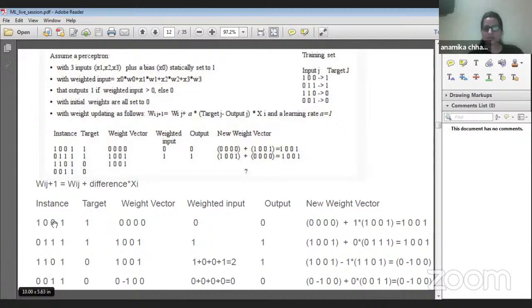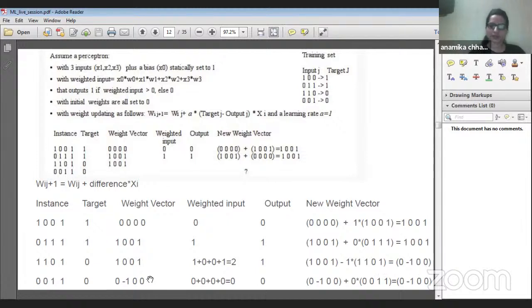When we get the weighted input, that comes out to be 2. Let's go back here. Output 1 if weighted input is greater than 0, right? So it gives us 1. Okay, that's the output. Now, is it matching with the target? No. Target was 0 and we output 1. So the difference between target and output is -1. So you see, we multiply with -1. Again, we follow this formula. Old weight, that is 1 0 0 1, minus 1 into x_i, comes out with this. So that's the new weight.